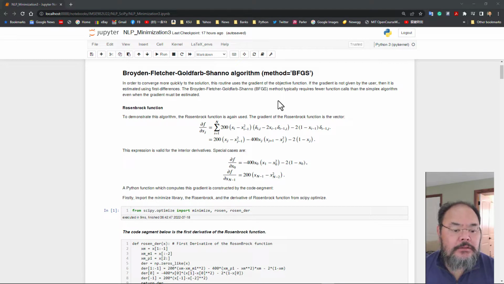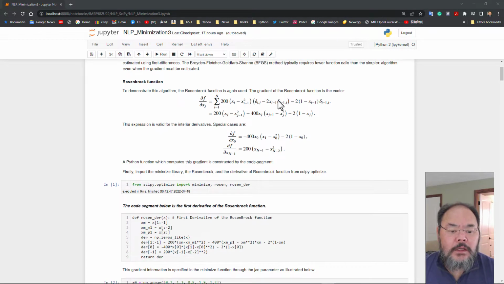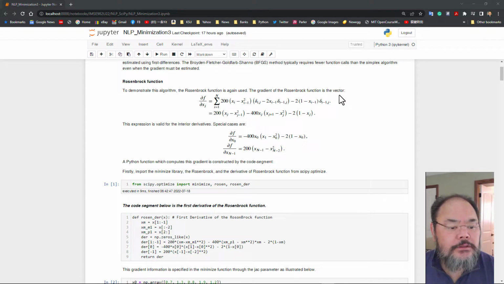The BFGS method is a little bit more computationally demanding. However, its performance is really good, having been tested over the years in hundreds of thousands of applications, and it still stands very well. So we're going to use the Rosenbrock function in this lecture, still talking about how these methods can be easily applied.